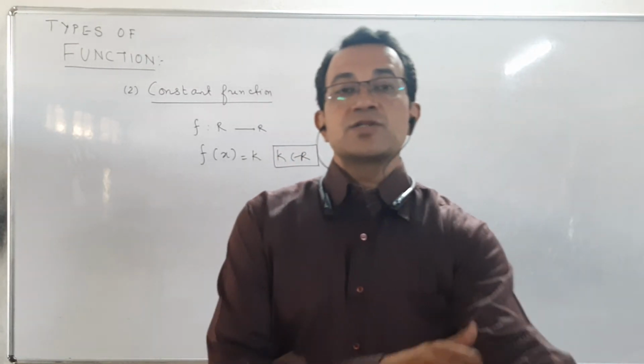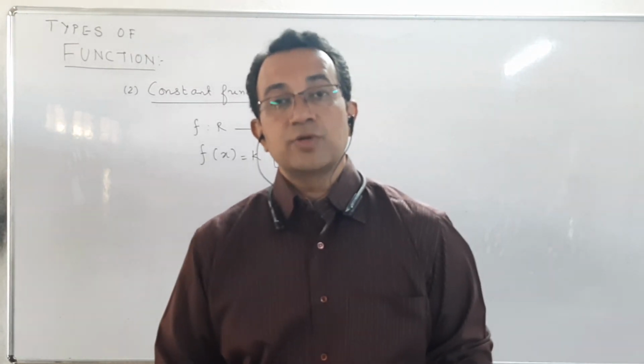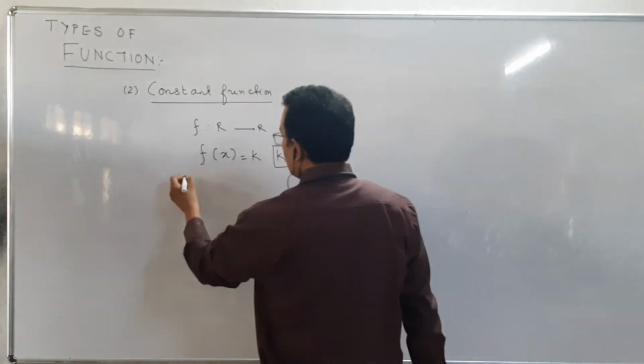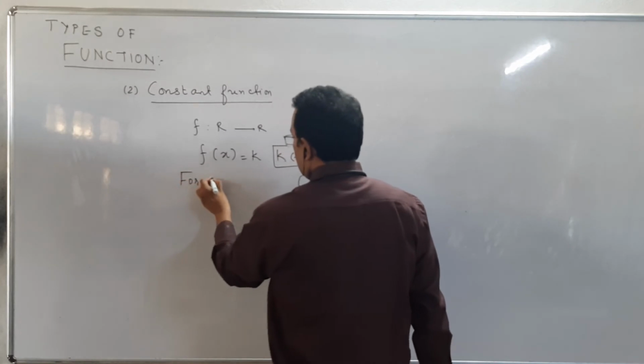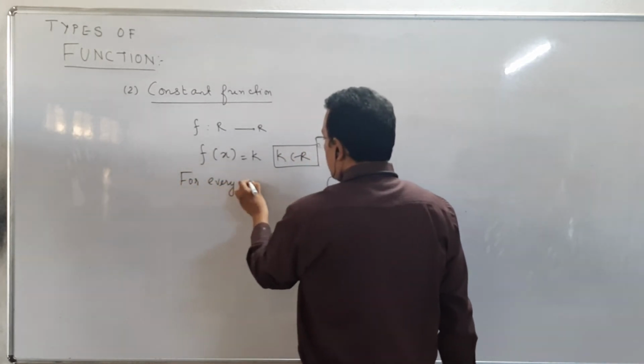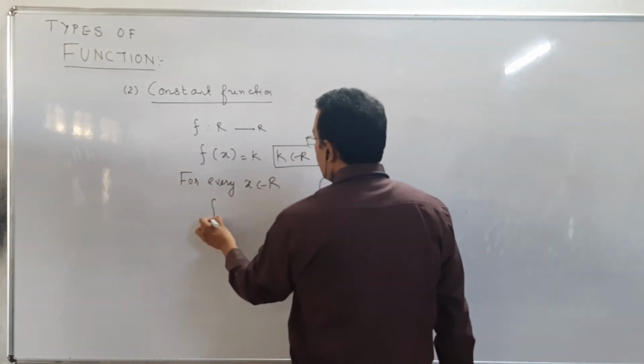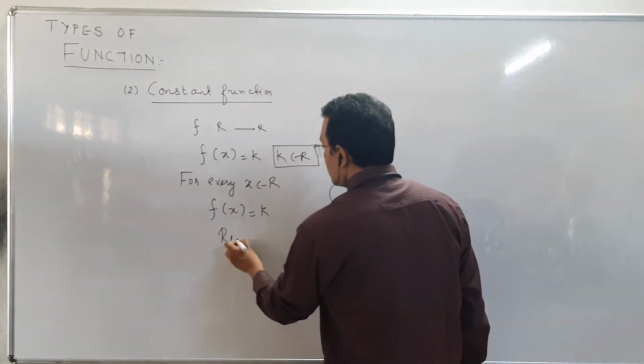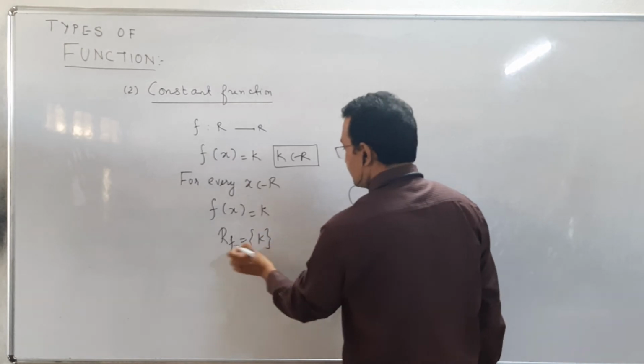Functional rule is f of x is equal to k. It means for every x belonging to domain R, f of x will be always k. So range of this function is singleton set k.